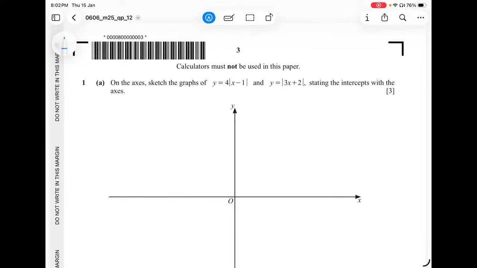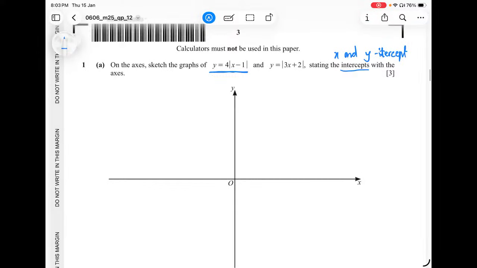So the first question. On the axes, sketch the graphs of y equals 4 times the magnitude of x minus 1, so this is basically the absolute value of x minus 1, and y is equal to the absolute value of 3x plus 2, stating the intercepts with the axes. So intercepts as in you need to state the x as well as the y intercept. So let's go and sketch this graph.